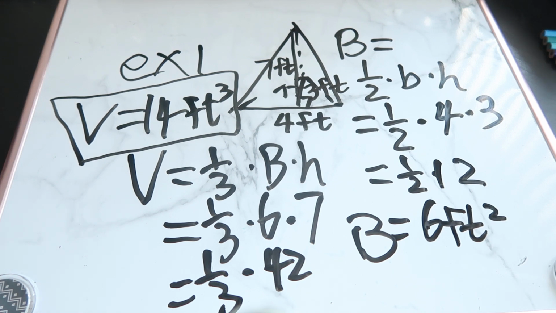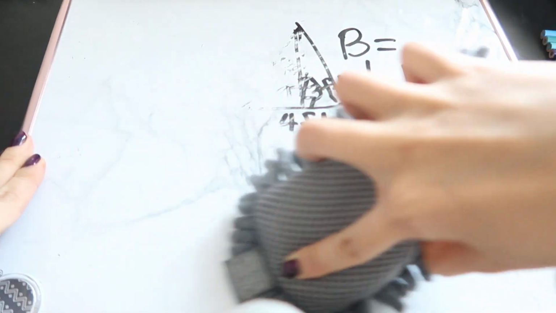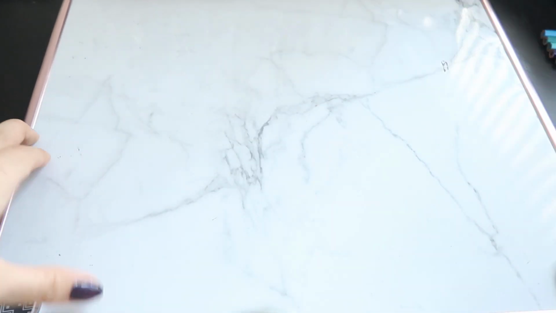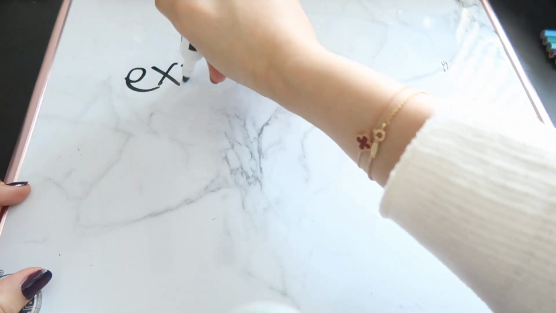Alright, please write down the formula and the example as your notes if you haven't taken any notes on your own, because this will be pretty helpful when you're doing the exit ticket. Alright, I'm gonna erase this and then we'll do a second example here. So let's go with example 2.